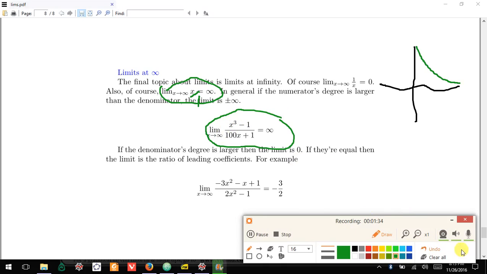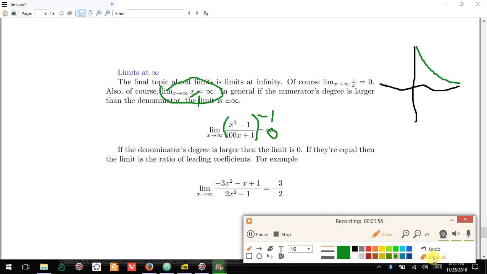Now, imagine that we flipped this upside down, right? Take this to the -1 power, which you should very readily understand means flipping it upside down. Now the degree of the numerator is smaller, and it would go to 0 instead. So that's the general rule.